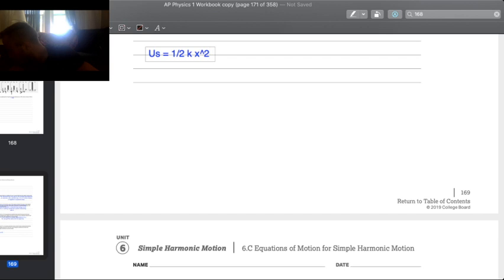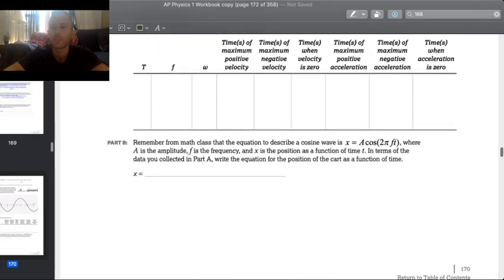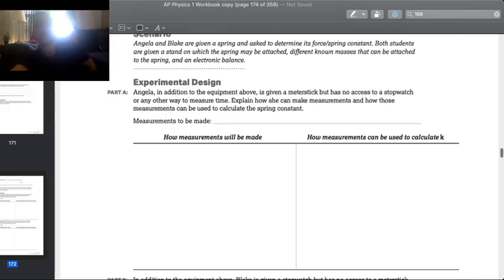All right, so the next workbook pages I'm going to do are 172 and 173. So that's this one. Angela and Blake are given a spring and asked to determine its force or spring constant. Both students are given a stand on which the spring may be attached, different known masses that can be attached to the spring, and an electronic balance. Angela, in addition to the equipment above, is given a meter stick but has no access to a stopwatch. Explain how she can make a measurement and how those measurements can be used to calculate the spring constant.